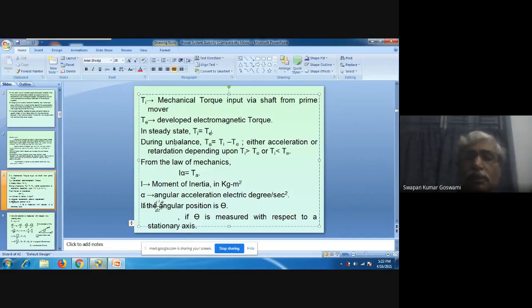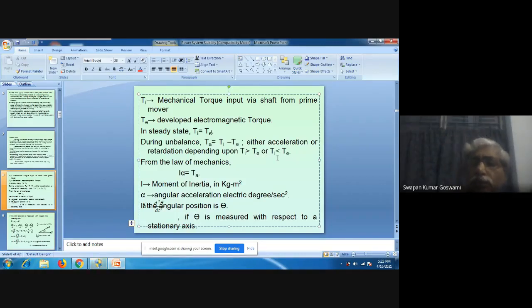Now, when a disturbance takes place, when unbalance takes place between the input and the output, what happens? Then there is a difference between Ti and Te, Ti minus Te, input minus output. Say this difference is Ta, the accelerating torque. If it is positive, the generator will accelerate. If it is negative, the generator will decelerate. So either there will be acceleration or retardation depending upon whether input is greater than output, or input is less than output.